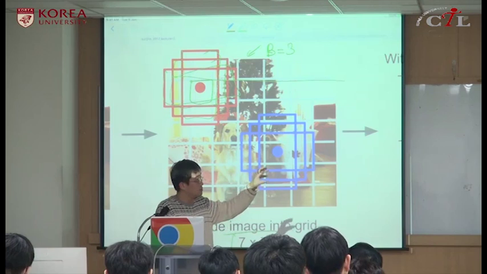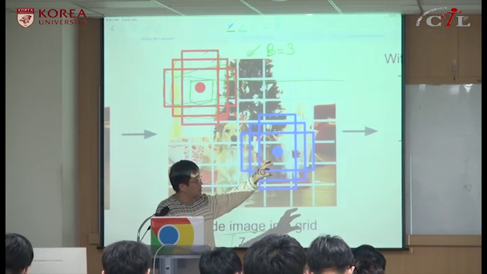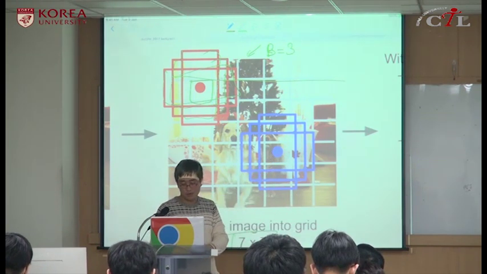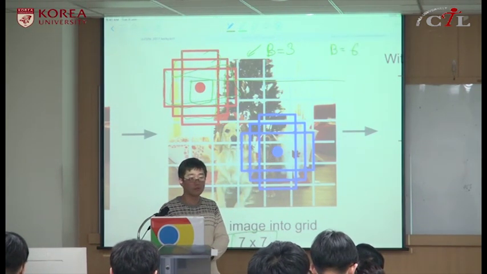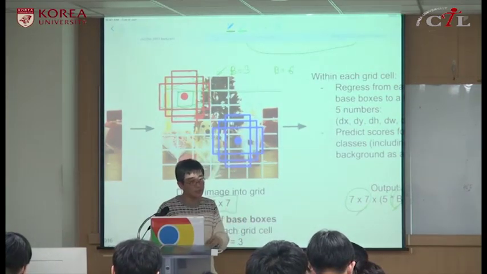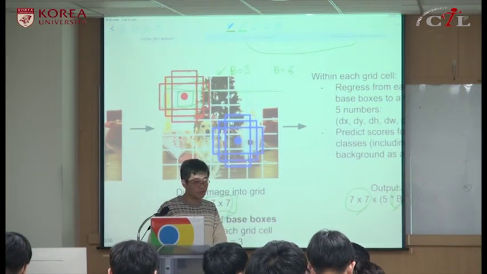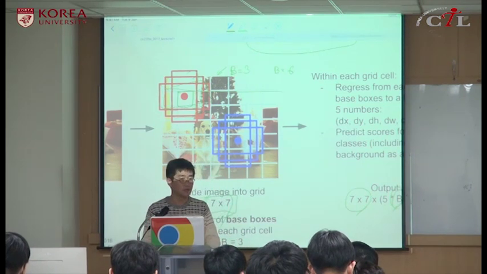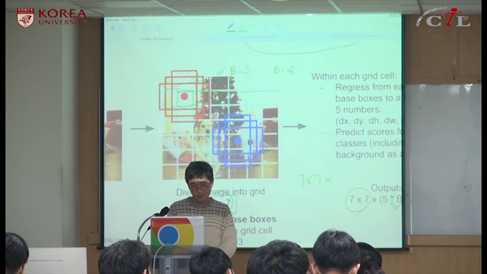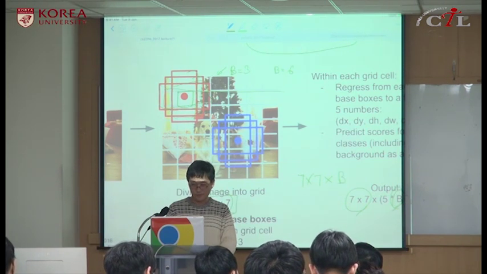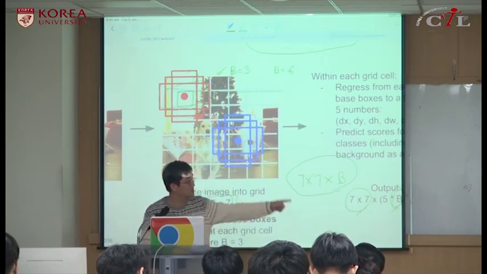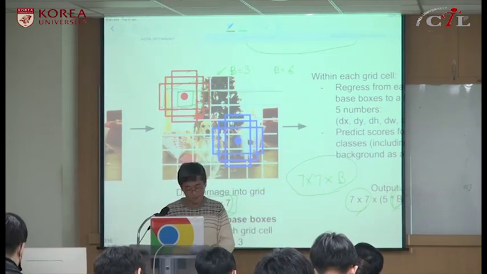Okay, and then we may obtain 10% bigger versions of that, right? And in that case, our base bounding box number will be 6. So in this case, we obtain these bounding boxes from each of our grid cells. So the number of proposed regions is fixed as that. Okay.